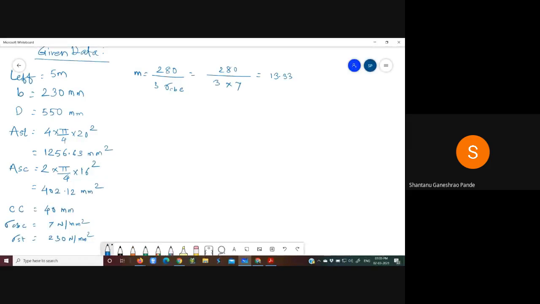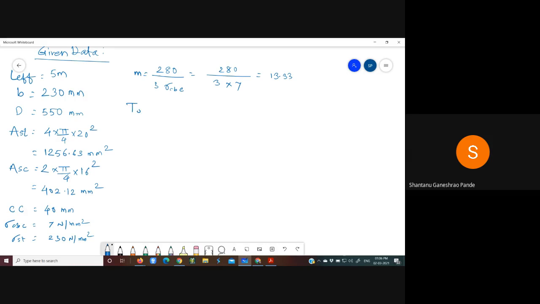To start with, we will go for the modular ratio, which is given by 280 upon 3 sigma CBC, again by IS 456 Appendix B. That value comes out to be 13.33. Now to get the MOR value, that is moment of resistance, the very first thing we will have to calculate is the depth of neutral axis. To calculate the depth of neutral axis, we will have to equate the moment of area under compression to the moment of area of equivalent steel under tension about the neutral axis.